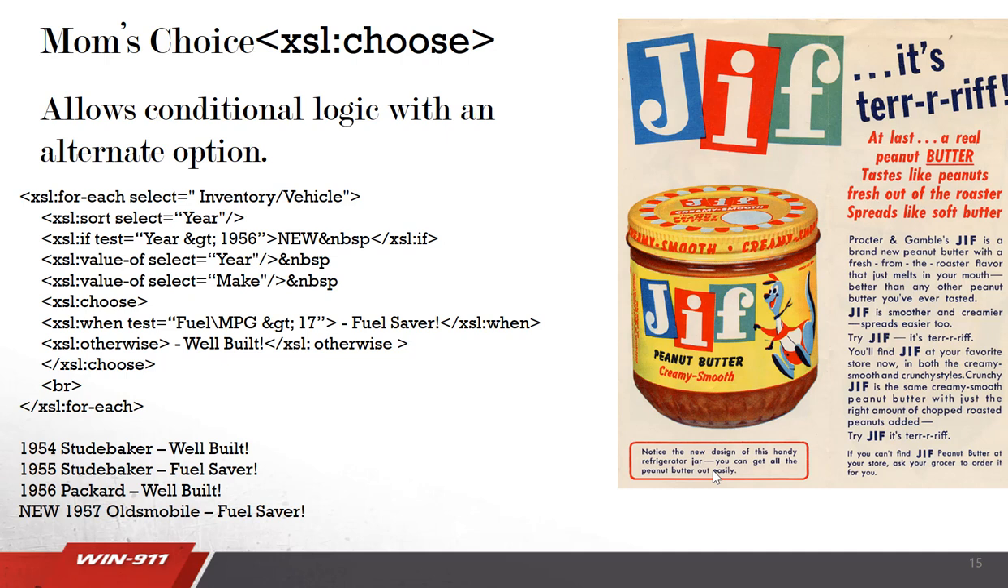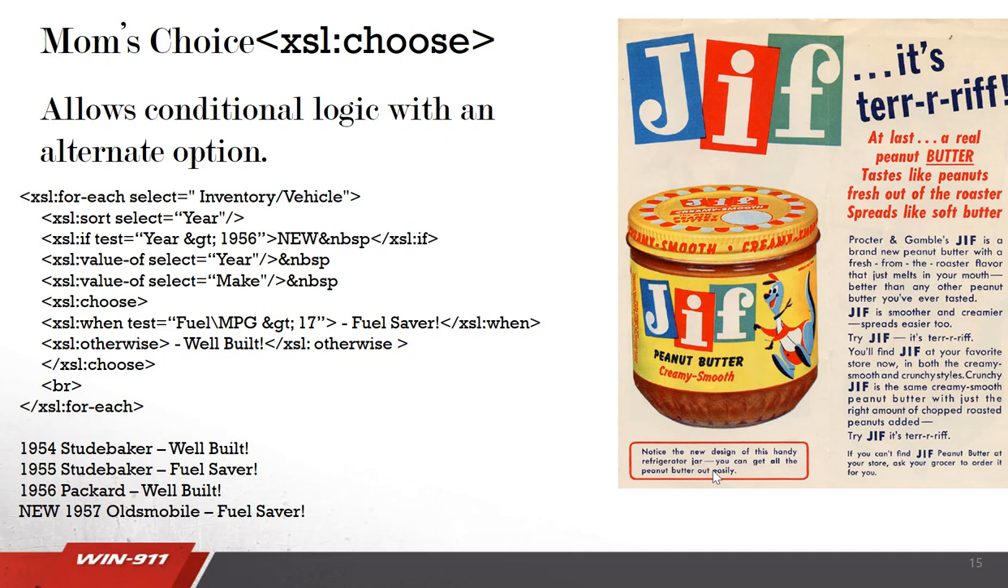XSL offers a choose command as well. That's conditional logic with an alternate. So we can say when some test is true, in this case the miles per gallon being greater than 17, let's use fuel saver. And otherwise, you see that tag XSL otherwise, then we'll proclaim the car to be well built.